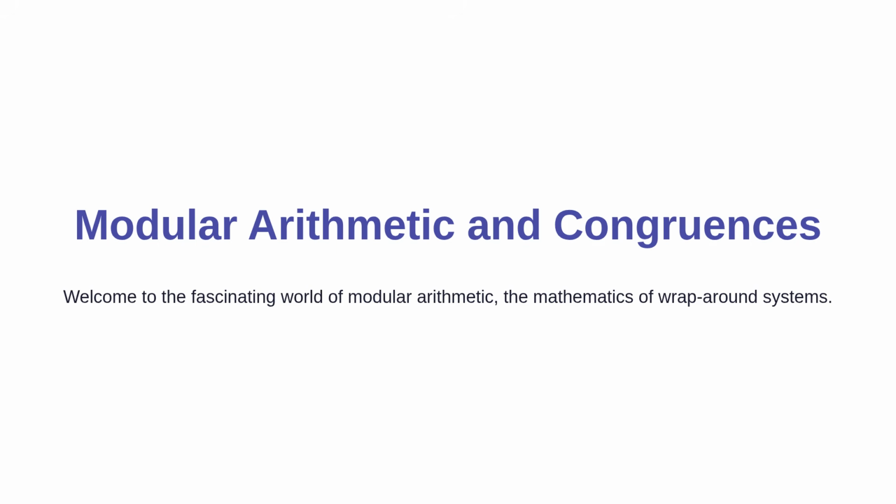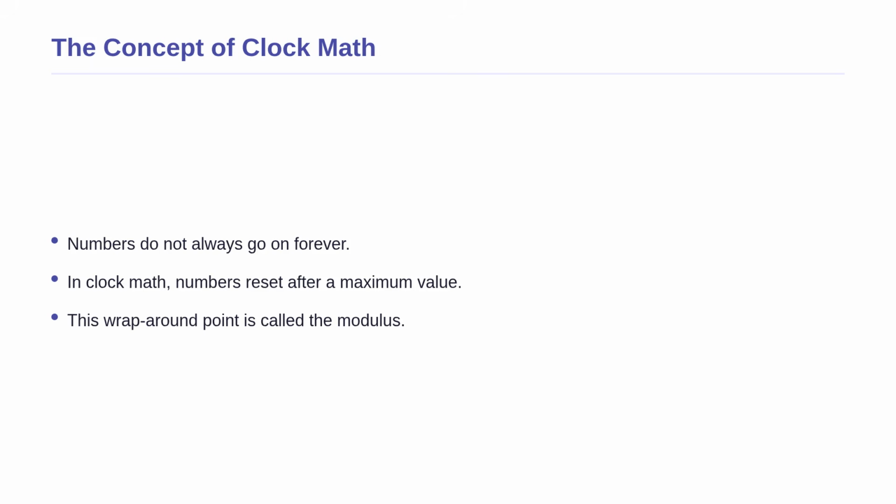Let us dive in. To begin our journey, imagine you are looking at a standard analog wall clock. If the current time is 10 o'clock and you wait exactly 5 hours, you do not say it is 15 o'clock. Instead, the hour hand sweeps past the 12 and lands on the 3. The numbers on the clock do not go on forever to infinity. They reset or wrap around every time they reach 12. This everyday concept of wrapping around a certain limit is the heart of modular arithmetic. In mathematics, we call this limit the modulus, which is just a formal way of saying the wraparound point.